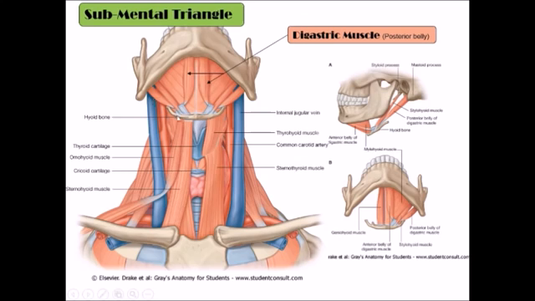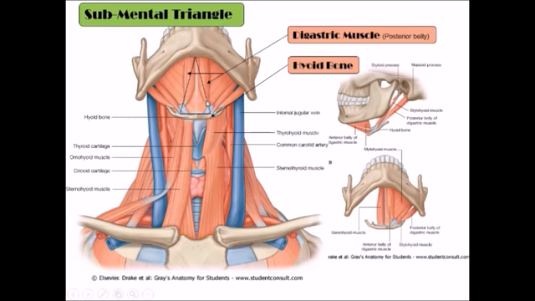Okay, and then inferiorly, the base is formed by the hyoid bone. So this is the triangle. This is the hyoid bone, and this forms the triangle. This is the submental triangle. It is below the mentum, so it is called the submental triangle. The two boundaries are the anterior belly of the digastric of one side, then the anterior belly of the digastric of the other side, and the base is formed by the hyoid bone.